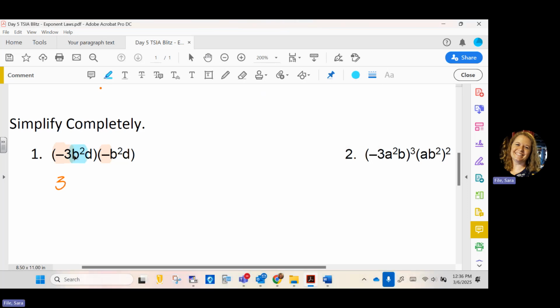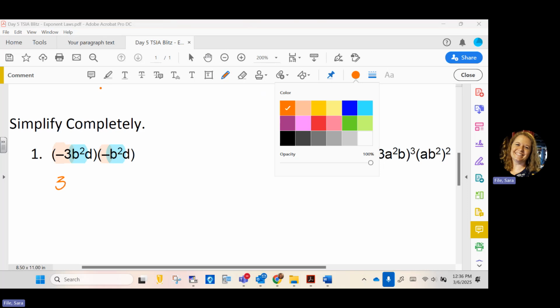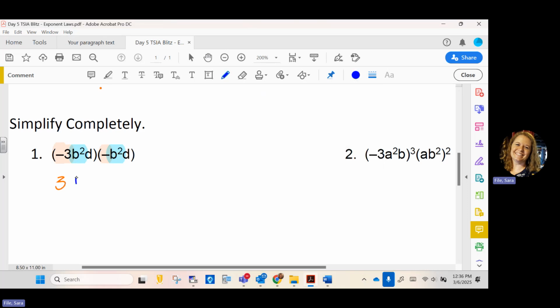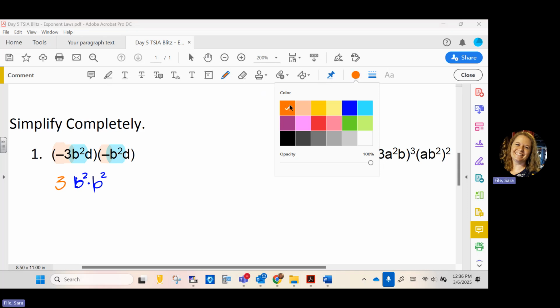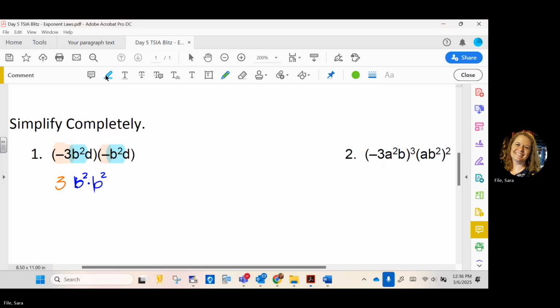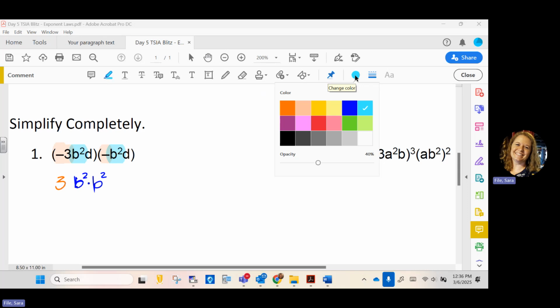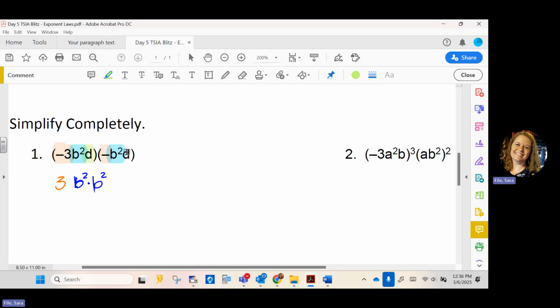Okay, so the B is to the power of 2, and this B is to the power of 2. And these are being multiplied. So I'm actually going to write that out so you can see what's happening here. I'm multiplying B squared times B squared. Okay. And then in green, I'm going to multiply the D times the D.